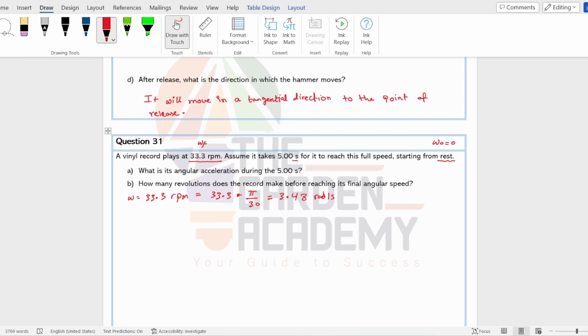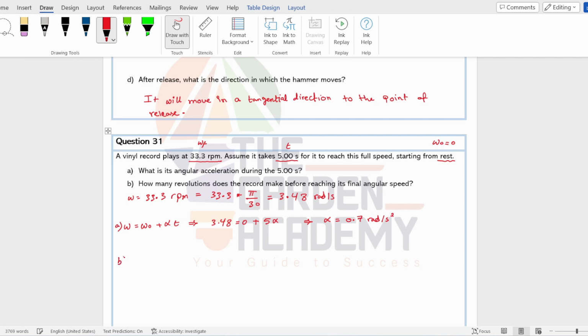and we have the time, 5 seconds. So we can simply say that omega final is equal to omega naught plus alpha times t. Or we can say delta omega divided by delta t will give us alpha. By substituting the values, we say 3.48 equals 0 plus 5 times alpha. Now we do shift solve or divide both sides by 5. So we get that alpha is equal to 0.7 radians per second squared. This is for part A.